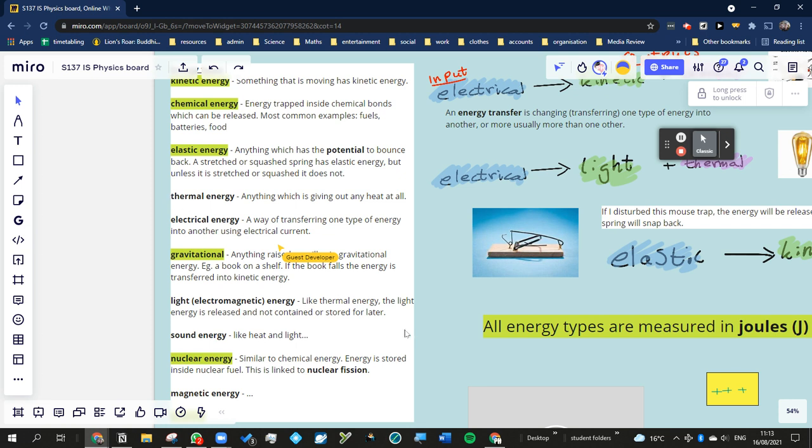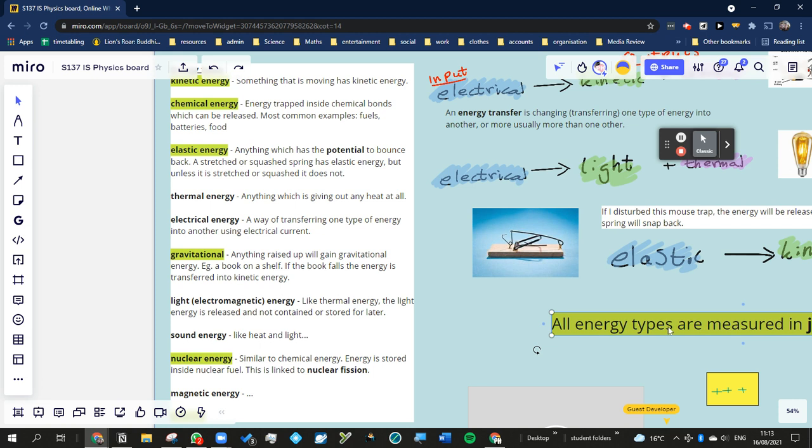Gravitational energy, yeah, we know that anything that's raised up any distance at all has the potential to fall back down again, and so it has gravitational energy. Now, I think the most important thing to realize about gravitational energy is that we barely ever think of something as having a particular amount of gravitational energy. We usually think about how much gravitational energy something has lost or gained.